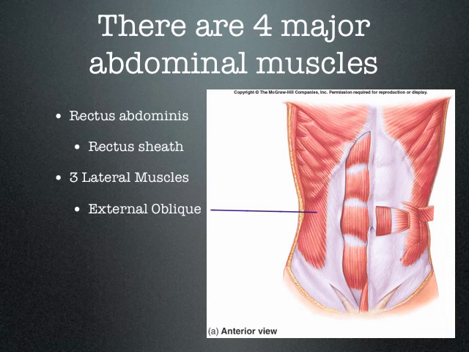Why is it called oblique? Do you remember this from learning about muscle names? The fibers run diagonally, don't they? So if I look here at my rectus abdominis, I see fibers running straight up and down. If I look at the side, I see that the fibers run at an angle.